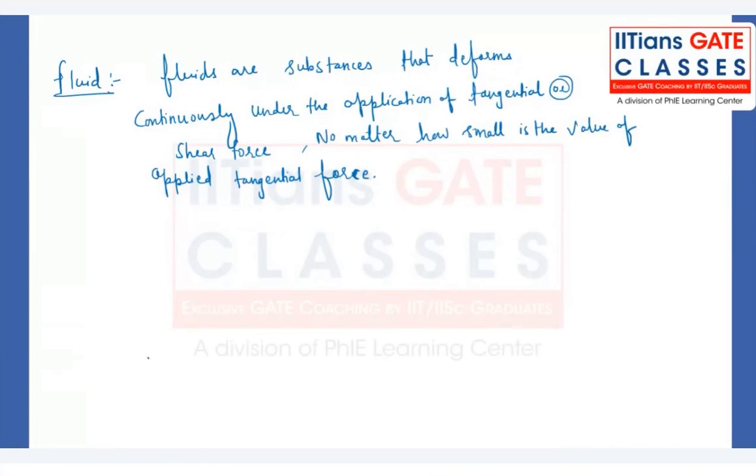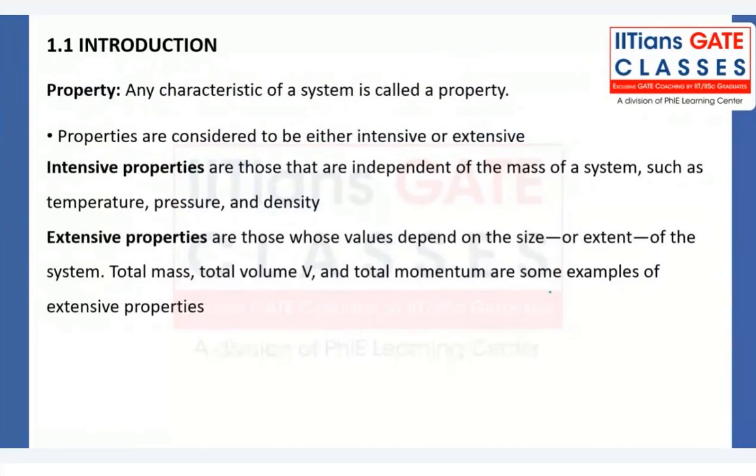Done? All of you have noted down? Note down. That is a very introduction part. Property: any characteristic of a particular system will be called a property. Properties are to be considered as either intensive property or extensive property. We have two types of properties, right? One will be intensive property, the other will be extensive property.